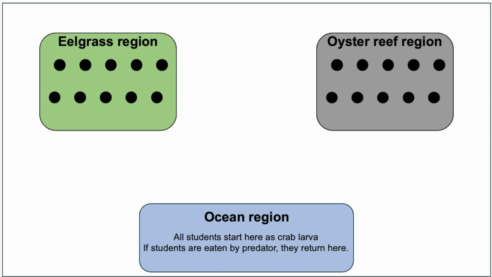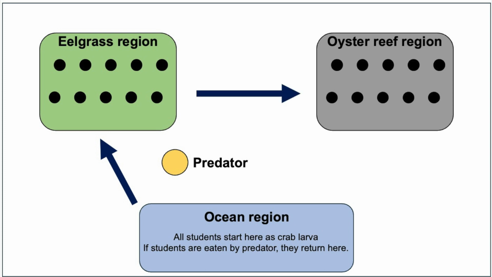All students will start as crab larvae in the ocean region. To start the simulation, the instructor will select a student to be the predator and then release 3 to 5 students, or crab larvae, from the ocean to start the game. Crab larvae must successfully reach the eelgrass habitat to become juvenile crabs, then must reach the oyster reef habitat to become adults before returning to the ocean to reproduce. Adult crabs that successfully make it to the ocean will release 2 students as crab larvae before returning to the oyster reef. But as the population grows, space will become more limited.